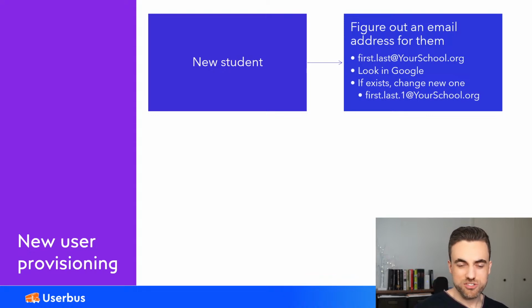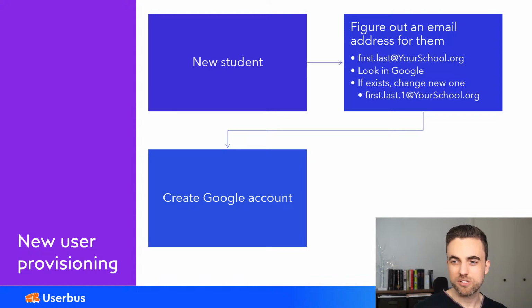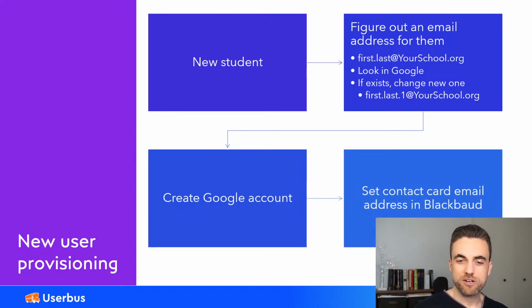So this is a step that for some schools it's automated, and for some schools somebody is going out and doing this when a new student comes to make sure they've got an email address and they don't use an existing one. Once they've got an email address, maybe you're creating the Google account, and then the step that we're focusing on in this webinar is you then set the contact card email address in Blackbaud.